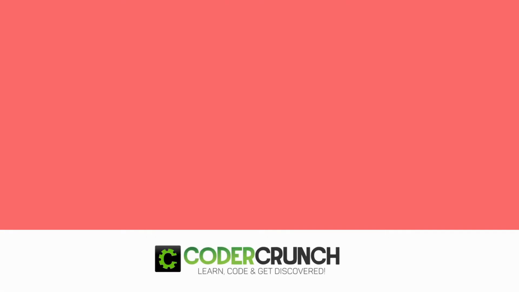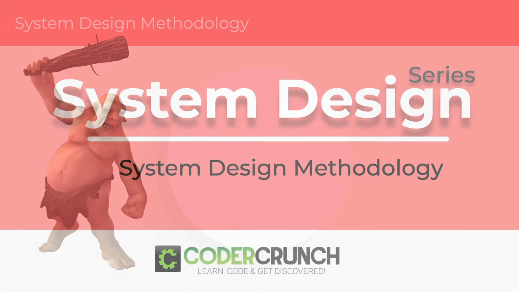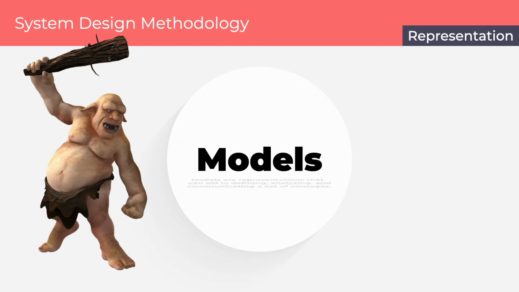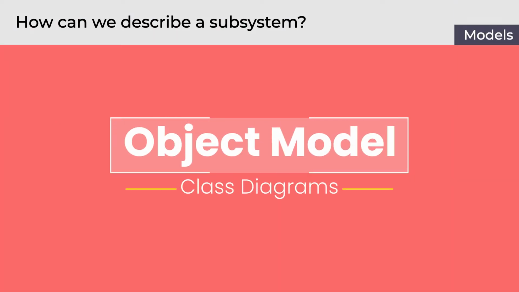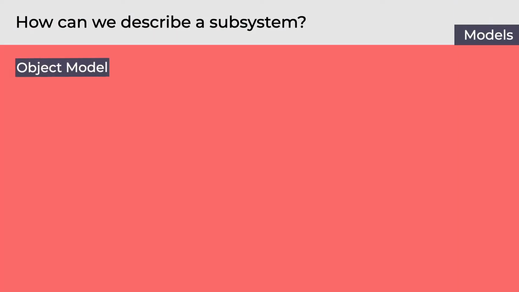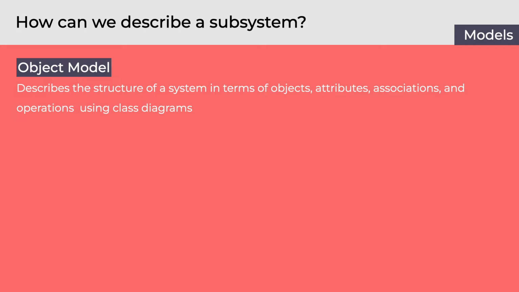Welcome back. In the last episode, we started to learn about software models, and we covered the functional model, which was represented by the use case diagram. In today's video, we'll learn about the object model and how the object model can help us understand the structure of a system. So let's get started.